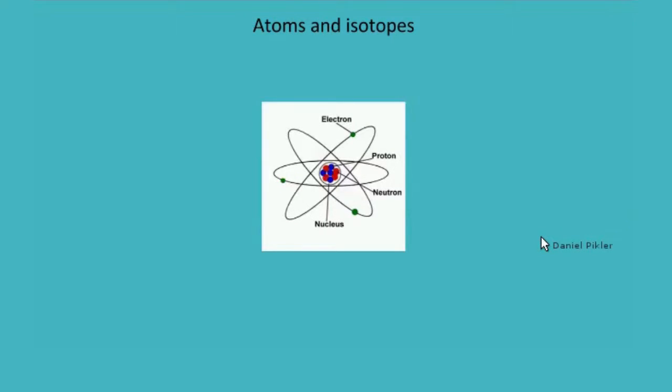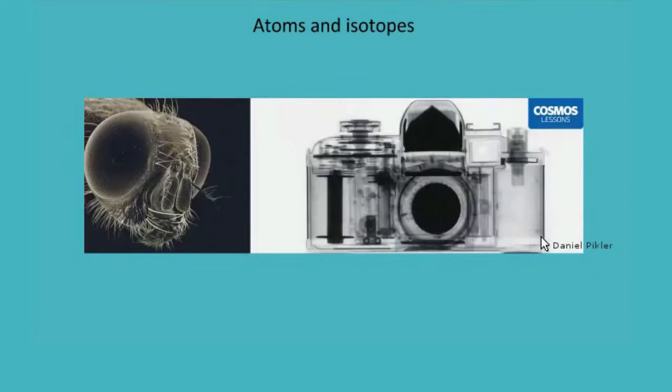Another example, atoms and isotopes. Traditionally you might just dive straight into models of the atom. What's a proton? What's a neutron? What's an electron? Well, why don't we lead that topic, and engage students in that topic first of all, by looking at some interesting developments in electron beam imaging, or even more recently, neutron beam imaging.